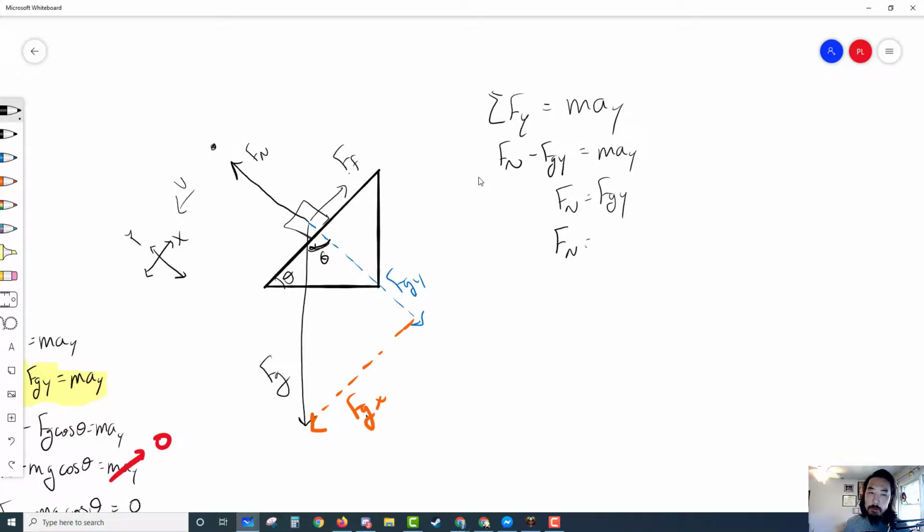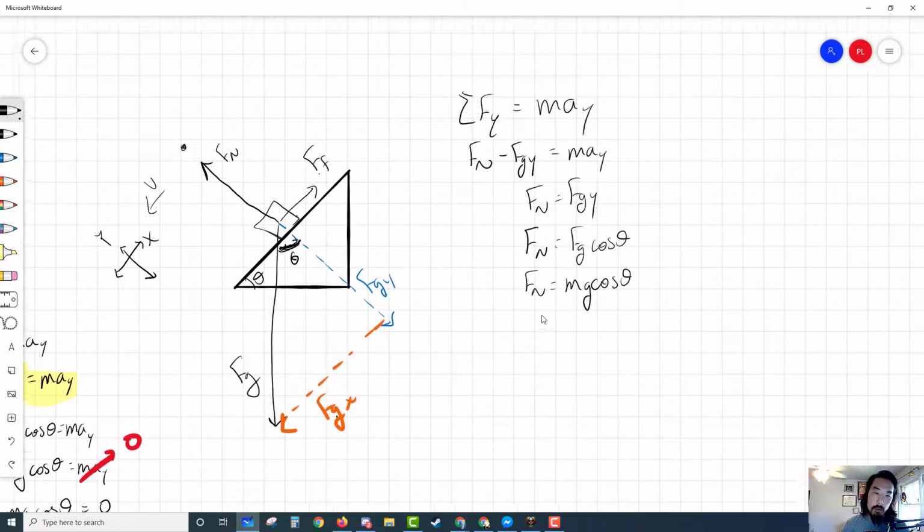Now we can break this down even more. If we look at FGY, remember, if this is the angle, this side is adjacent to this angle, and adjacent means that we use cosine of theta. So we can say it's the mass times the acceleration due to gravity, because that is the equation for the weight, aka the force of gravity, times cosine of theta. That becomes our normal force.